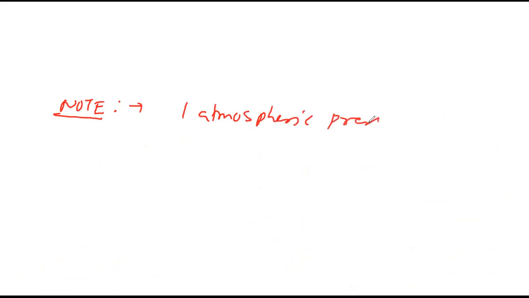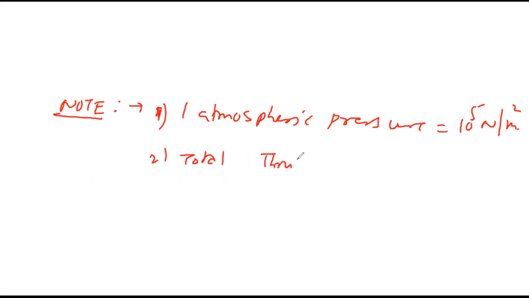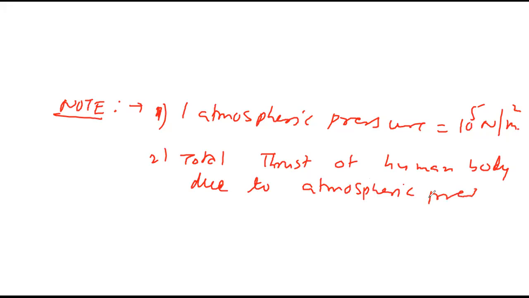Atmospheric pressure is equal to 10 raised to 5 Newton per meter square. So, sir, on per meter square, a 10 raised to 5 Newton force is acting. Yes, correct. So our blood pressure is more than 10 raised to 5 Newton. It is 2 into 10 raised to 5. Total thrust on the human body due to atmospheric pressure equals 2 into 10 raised to 5 Newton.